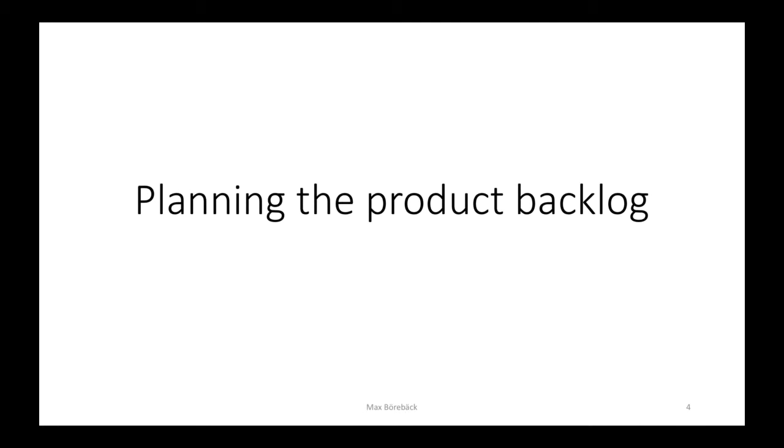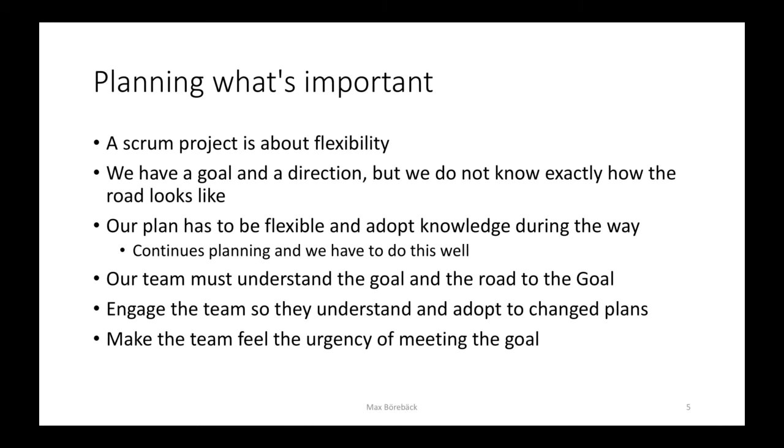So, planning the product backlog. A Scrum project is about flexibility. We have a goal and a direction, but we don't know the exact route, how it looks. So our plan has to be flexible and adopt knowledge during the way. We need to take in the customer influences and adjust our plan. So we need to continuously do the planning.